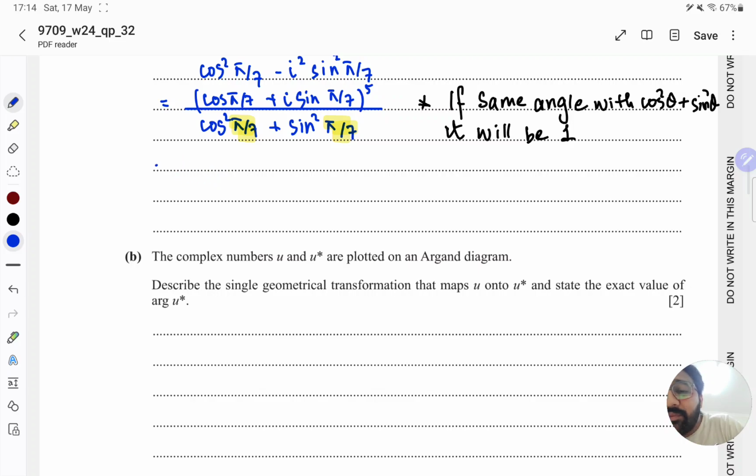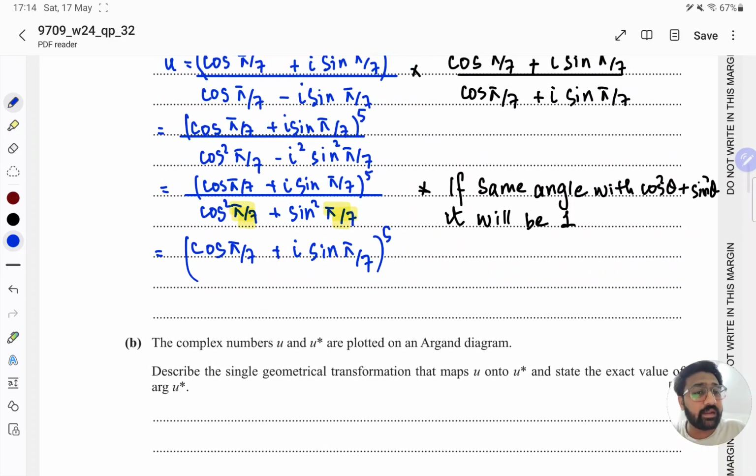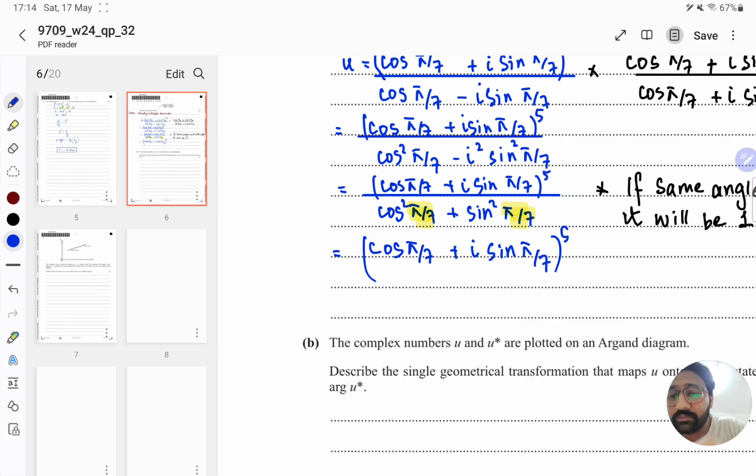Now I will be left with only the numerator, which will be cos pi by 7 plus i sin pi by 7 and whole power of 5. Now for this I have to add another page. Let me add another page.